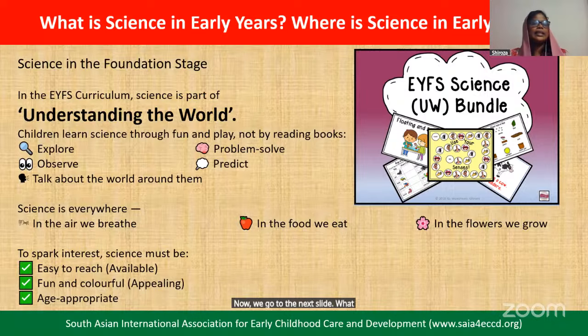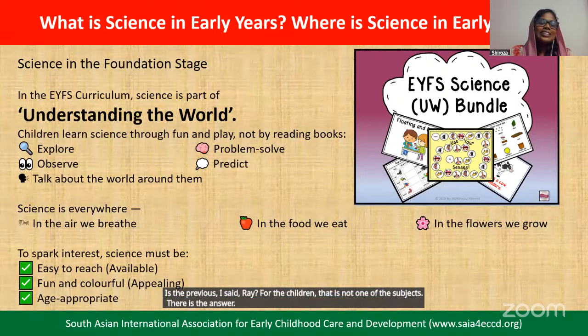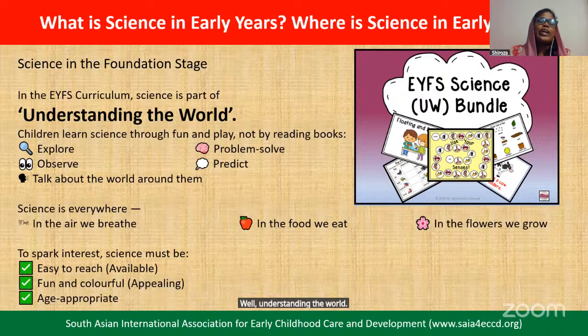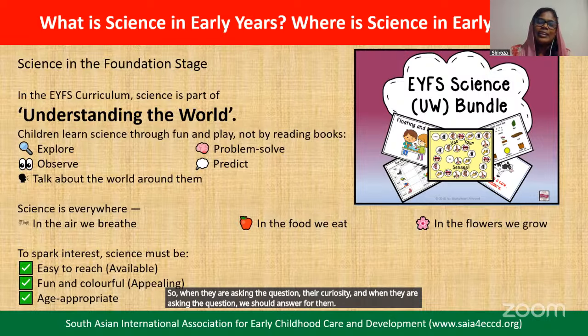What is science in early years? As I said previously, for children, science is not one of the subjects. That is their world, understanding the world. The EYFS curriculum says science is a part of understanding the world. Children learn science through fun and play, not by reading books. Exploring, problem solving, observing, predicting, talking about the world: these show they are learning and understanding the world. So when they ask questions out of curiosity, we should answer them. Then they learn science.